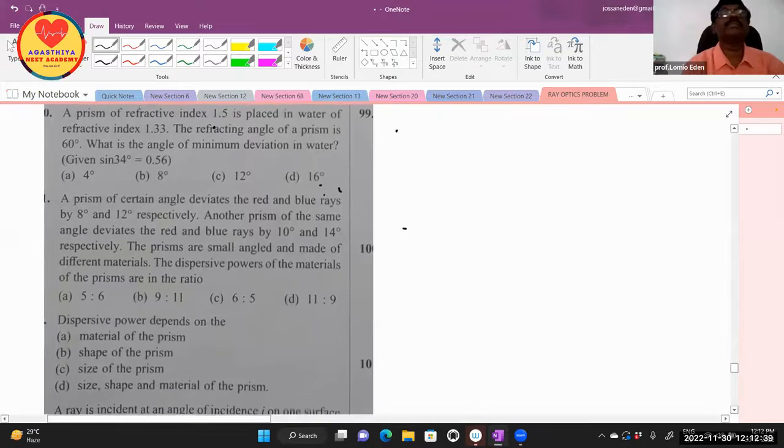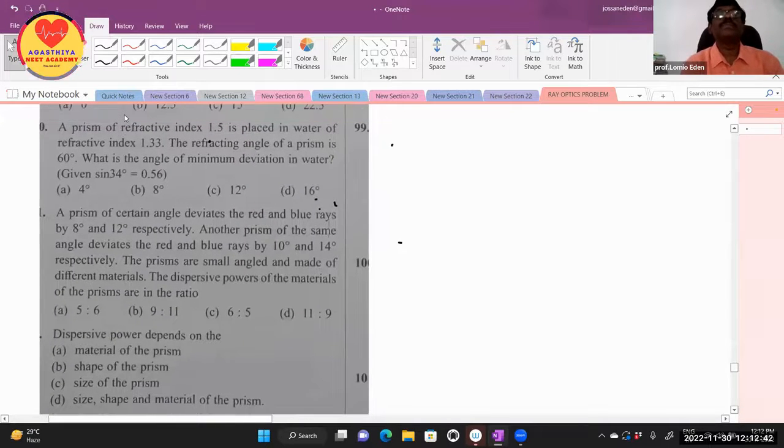See this next problem. A prism of certain angle deviates the red and blue rays by 8 degrees and 12 degrees respectively. Another prism of the same angle deviates the red and blue by 10 degrees and 14 degrees respectively. The prisms are small angled and made of different materials. The dispersive powers of the materials of the prisms are in the ratio?